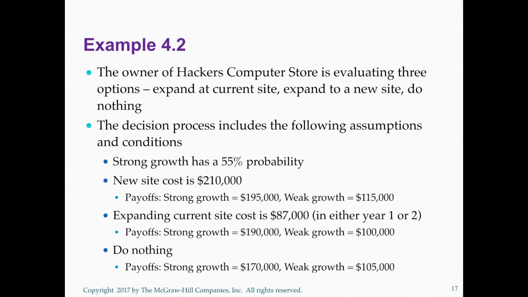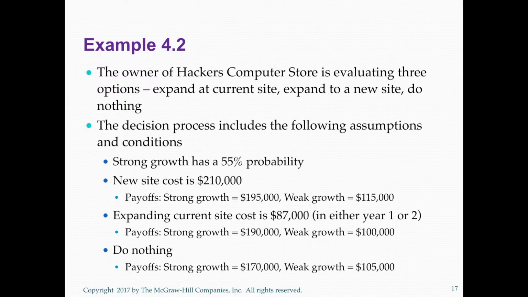The process of expanding or moving would take little time, and therefore the store would not lose revenue. If nothing were done the first year and strong growth occurred, then the decision to expand could be reconsidered. Waiting longer than 1 year would allow competitions to move in and would make expansion no longer feasible. In these 3 scenarios, the decision process includes the following assumptions and conditions. Strong growth has a 55% probability, so weak growth has a 45% probability.